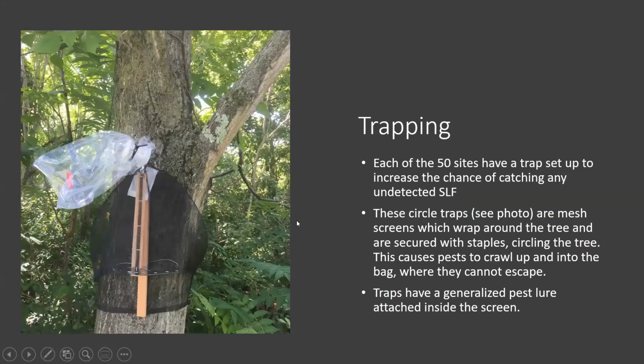So trapping, we've set a trap at each of the 50 sites. This just increases our chance of catching any undetected SLF. This picture is of a circle trap, and it's a mesh screen that wraps around the tree, stapled onto the tree, and then any pests will crawl up into the bag where they cannot escape. This particular trap has a pesticide strip. You want to kill anything that comes up into the bags so that you can see what you've caught.